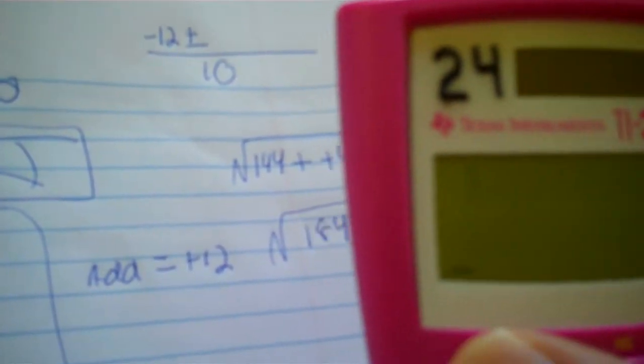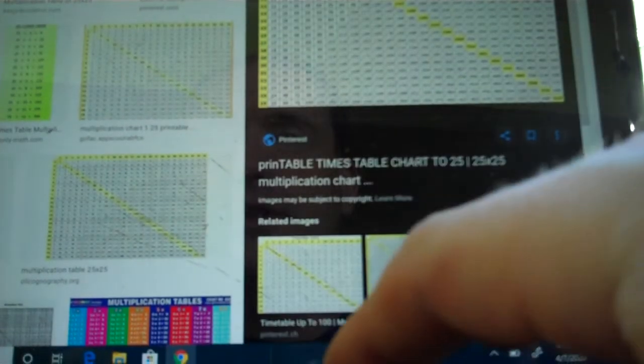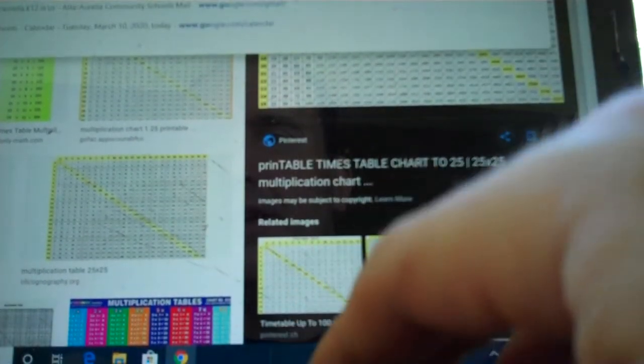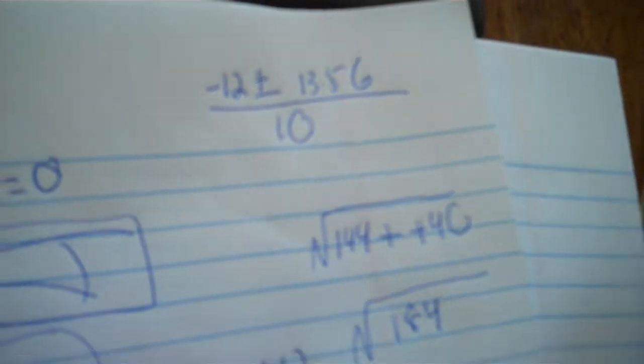Remember to find the square root of that on a phone or a calculator, whatever. So square root 184. You have to use your phone calculator. You would enter the square root and then 184. Okay, 13.56. Remember to square root the 184. Don't just put 184 there.